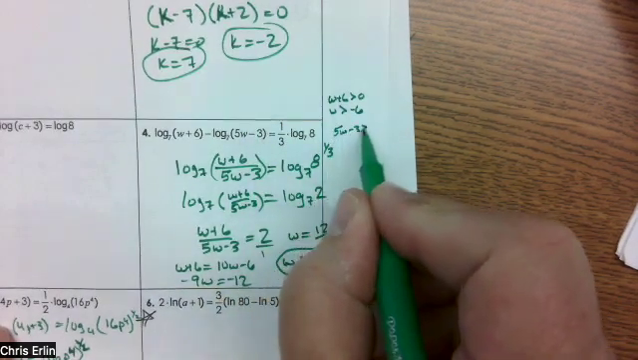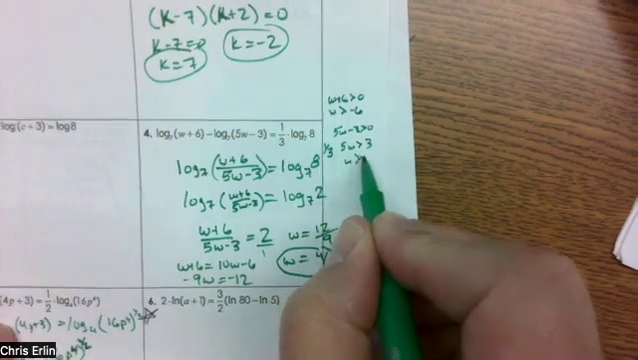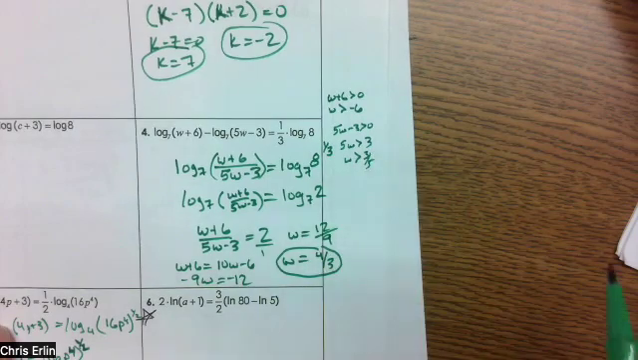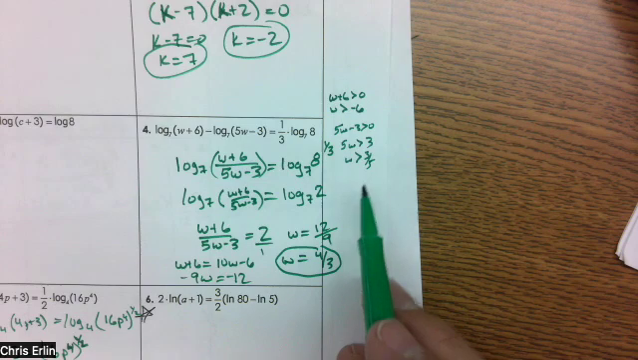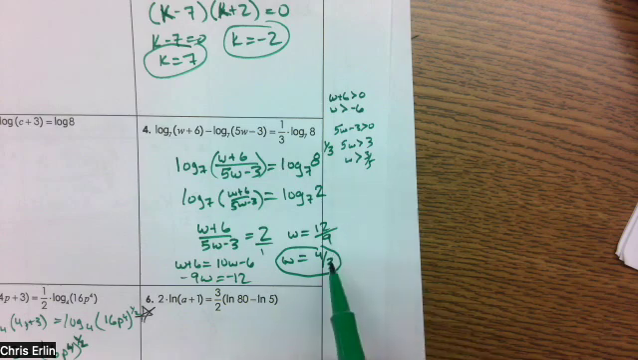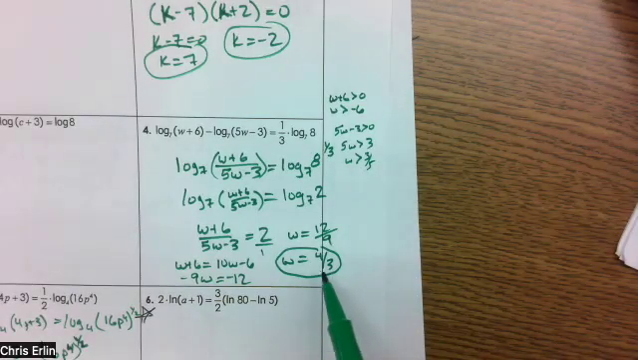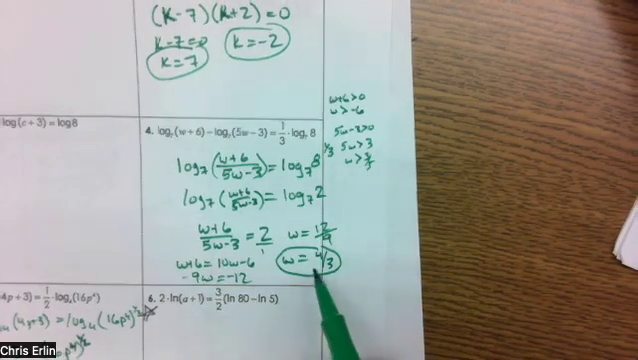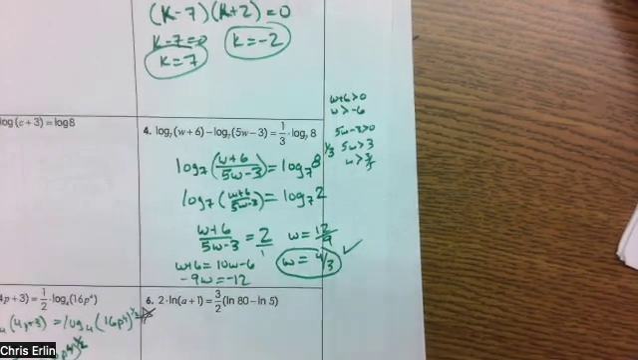5w minus 3 has to be greater than 0. So 5w has to be greater than 3. So w has to be greater than 3/5. We've got 4/3. It's kind of hard to compare fractions, but is this more than 1 or less than 1? And is this more than 1 or less than 1? Therefore, this one has to be greater. So I'm good, right? I needed it to be greater than this. It is. This is my solution.